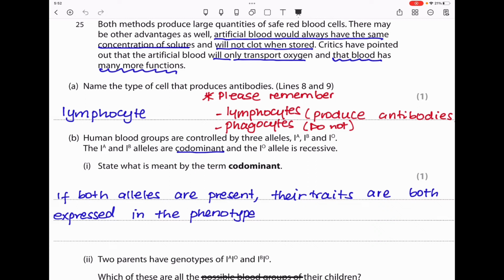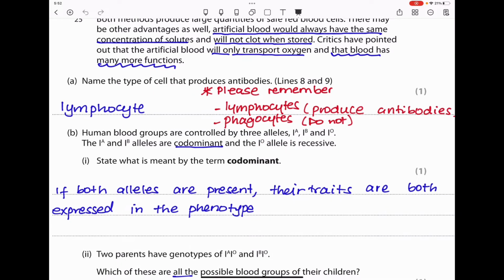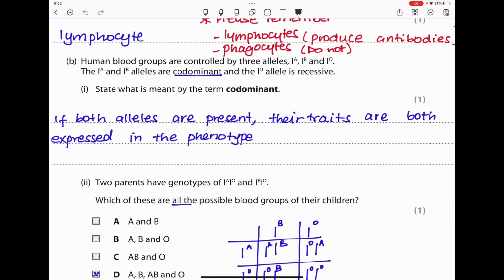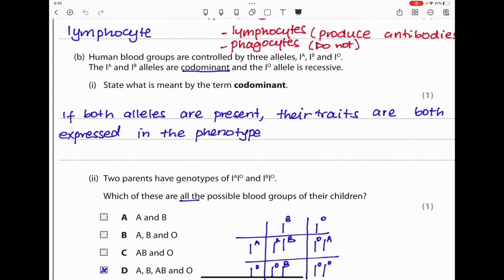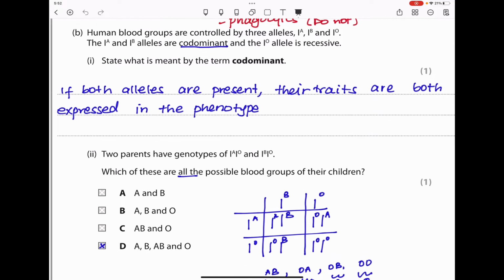They say human blood groups are controlled by 3 alleles. There is the A, the B, and the O. The A and B alleles are codominant, and the O allele is recessive. State what is meant by the term codominant. Codominant means when both alleles are present in the genotype, their traits are going to be expressed in the phenotype together. Both traits are going to be expressed in the phenotype.